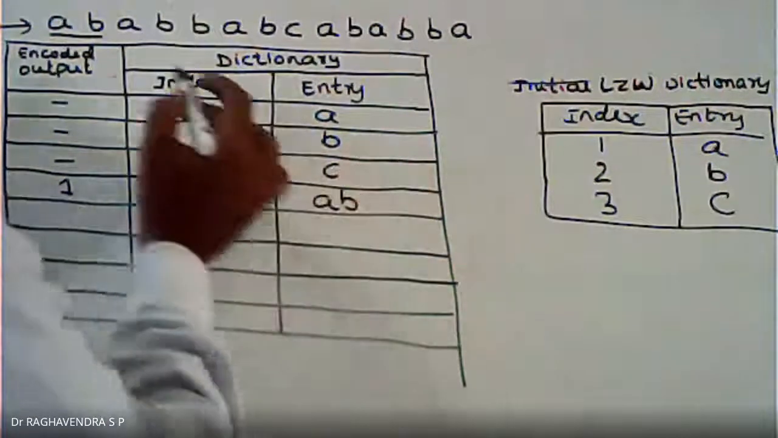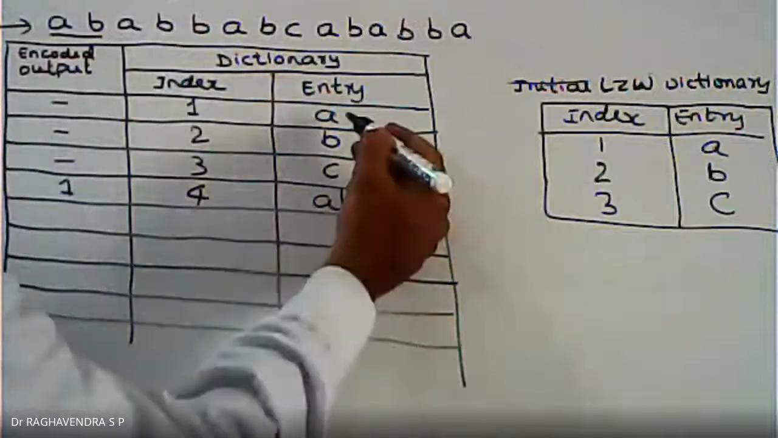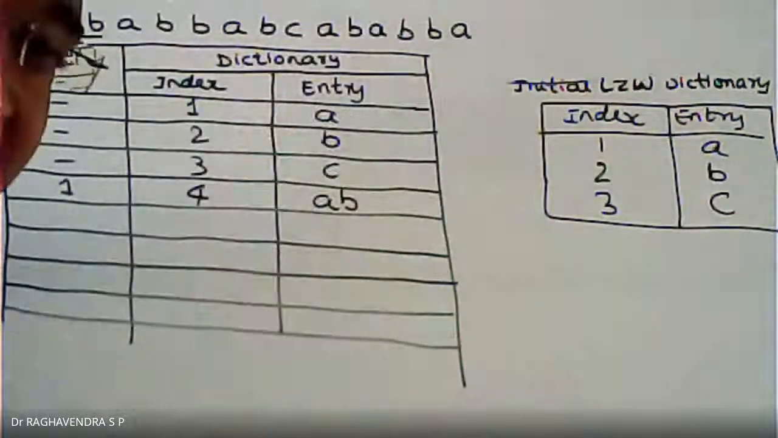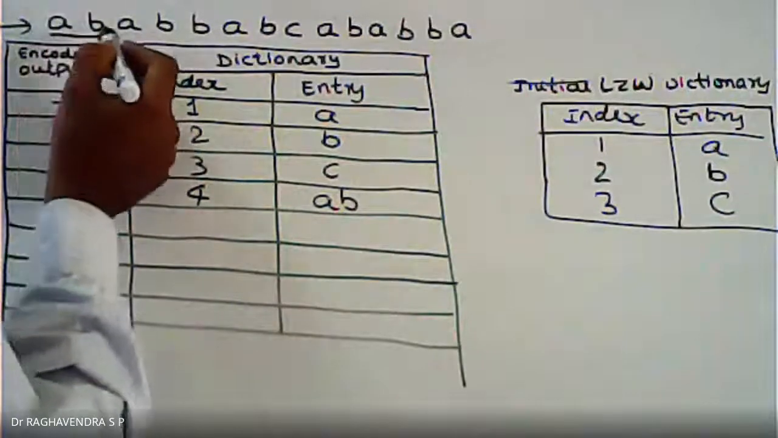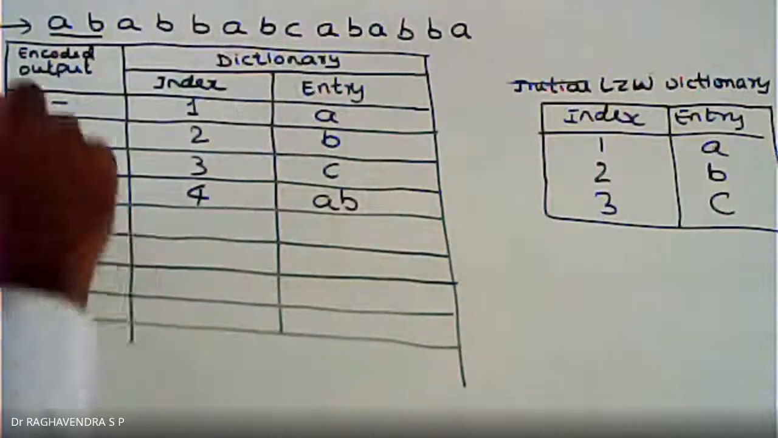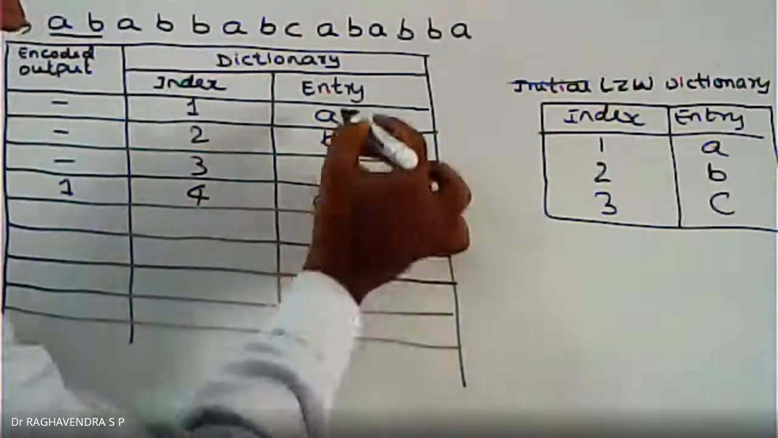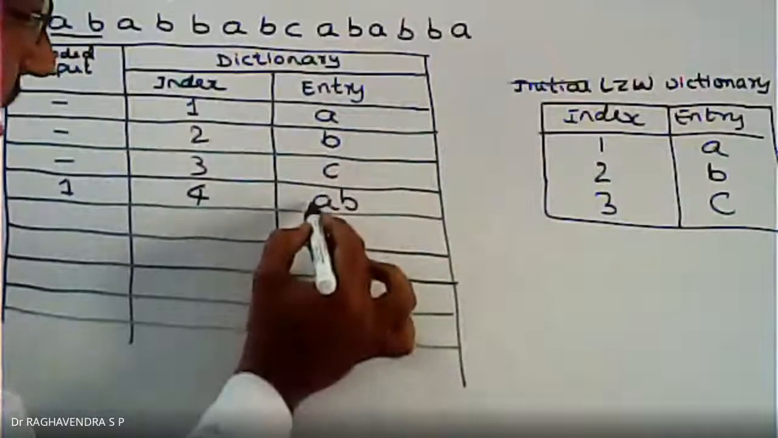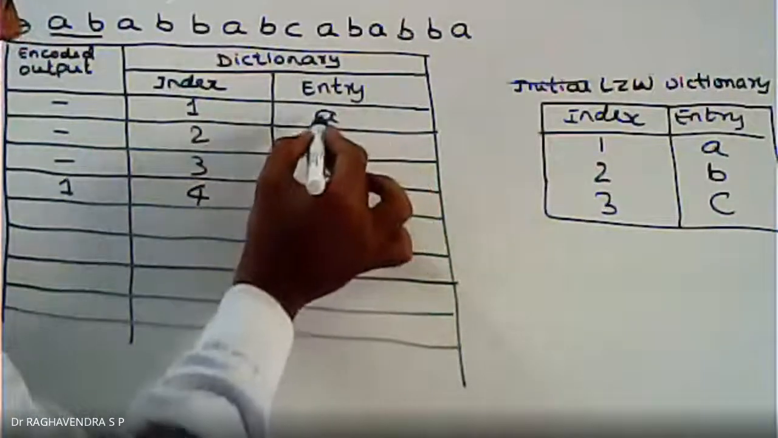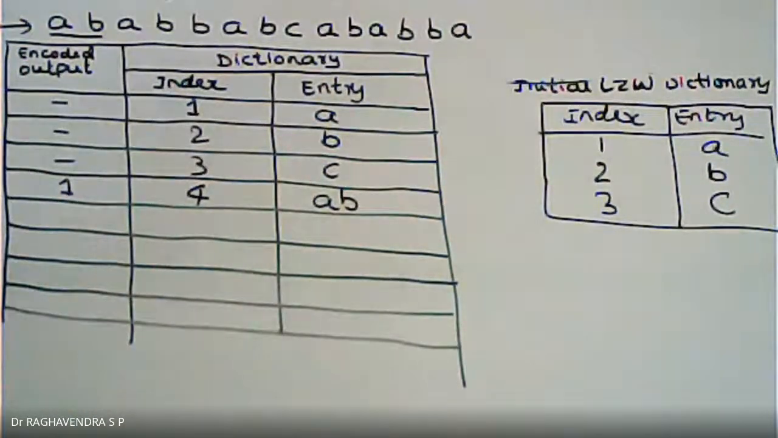So, ready? I have to scan from left to right. First I get A, but when I check, A is already present here, so I cannot insert A. So I take the combination AB, but AB is not present, so I insert AB. This is the fourth item to be inserted, so that is where the index is incremented. What is the encoded output? We have to check this AB with the existing entry values. First check A with A. There is a match, so the index value for A is 1, and that is taken as the encoded output. Clear? Shall we proceed? Yes, sir.